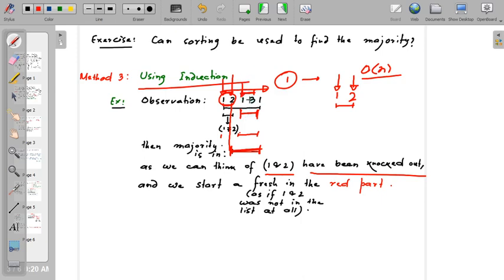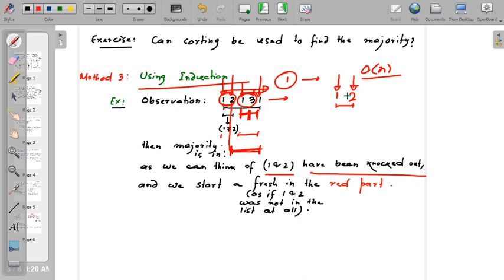Then when 3 is appearing, 1 is knocked out by 3. Okay, so we can think of that. If this pair never appears, then one is remaining, and that is the majority element. Okay. So this idea can be used for finding the majority element.